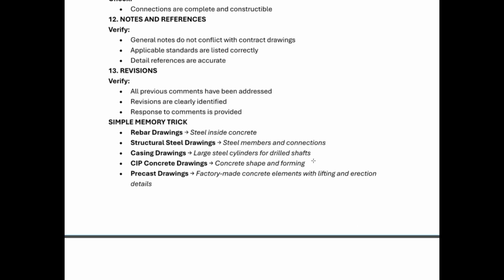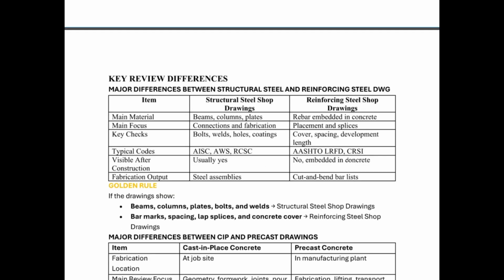So, a simple memory trick. For rebar drawings, it means the steel is inside the concrete. Structural steel drawings show structural members and connections. So if you see any shop drawing that has steel members and connections, that means it's a structural steel drawing. Usually it's mentioned in the cover page as well, so no need to worry about it. Casing drawings: you will see large steel cylinders for drilled shafts. CIP concrete drawings: it's concrete shape and forming. Precast drawings: factory-made concrete elements with lifting and erection details. So these are the key differences.